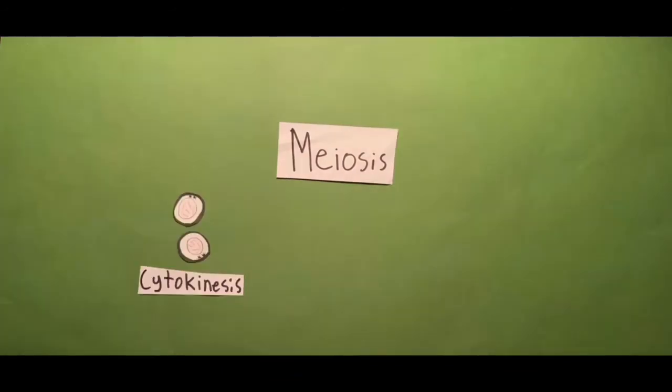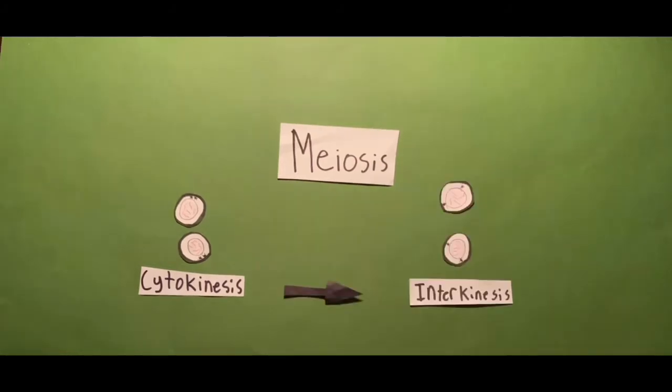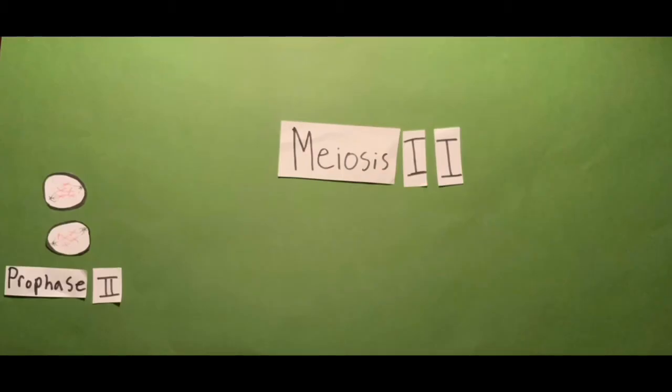Cytokinesis is not a part of meiosis 1, but is the stage where the cell splits into 2 new cells. Interkinesis is the next step. This is yet another step that is not part of meiosis, but is a step where the cell can rest, grow, and prepare itself for the next split in meiosis 2. The cell is now ready to move on to meiosis 2.